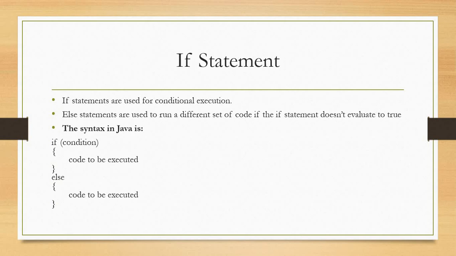Just like in Java, JavaScript can feature an if statement. They're used for conditional execution, as mentioned earlier, and the else statements are used to run a different set of code if the if statement doesn't evaluate to true. So if we meet one condition, this code is executed. If that condition is not met, else or otherwise, we execute this code.